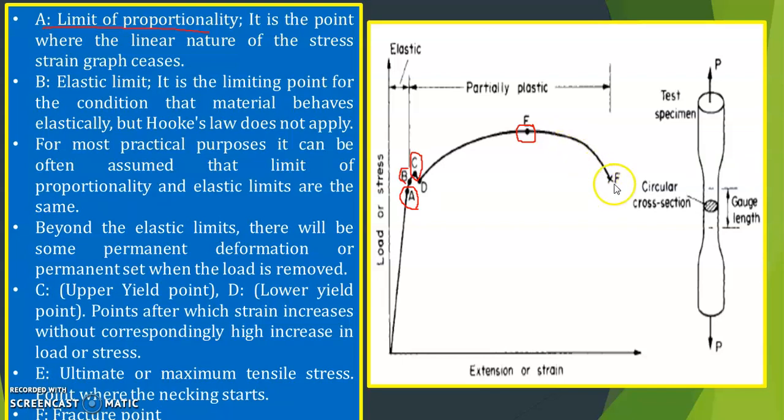There will be a fracture point. That is F, which means the last breaking stress. That is the breaking stress. So in this way you can explain the stress strain curve.